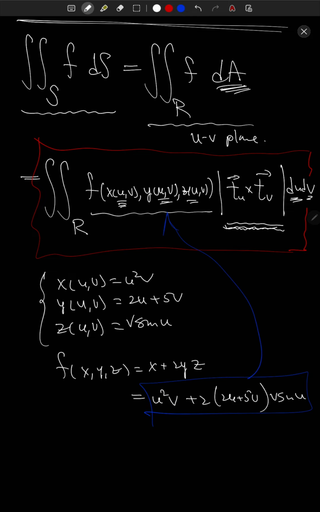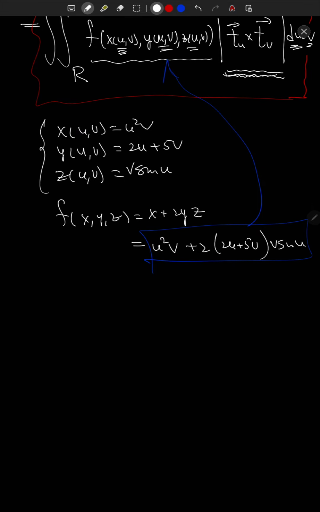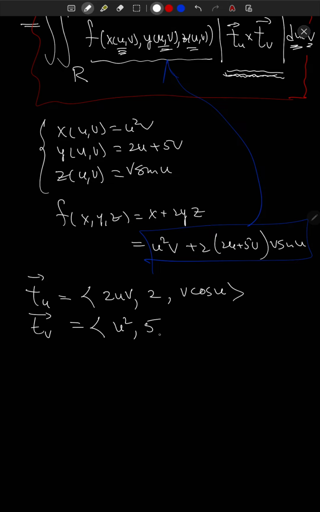All right. T sub u cross T sub v. So T sub u is equal to the vector. We're differentiating each of the coordinates x, y, z with respect to u. So 2uv, 2, and then v cos u. T sub v, I should put arrows here, is equal to u squared, 5, and then sine u. And so now we just calculate T sub u cross T sub v.